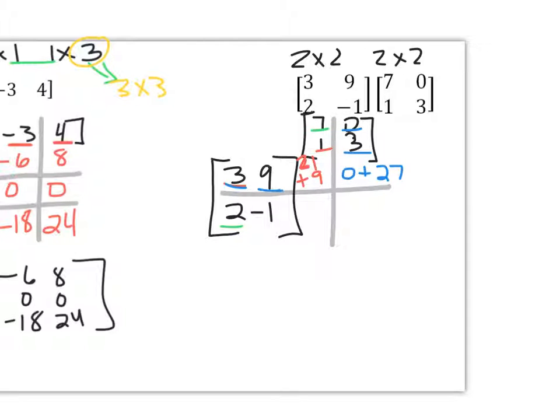2 times 7 is 14. Negative 1 times 1 is negative 1. 2 times 0 is 0. Negative 1 times 3 is negative 3. So my final matrix is 21 plus 9 is 30. 0 plus 27 is 27. 14 minus 1 is 13. And 0 minus 3 is negative 3.